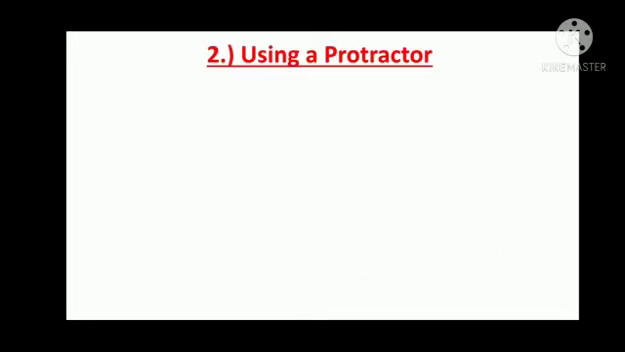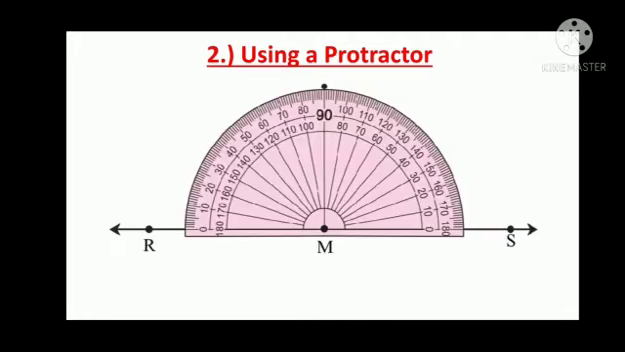The second method of drawing is by using a protractor. First, draw line RS. Take point M anywhere on the line, as shown here in the figure. In order to draw a perpendicular through M, place the center of the protractor at point M, as shown. Now, mark a point N at 90 degree on the protractor. Draw a line passing through points M and N.